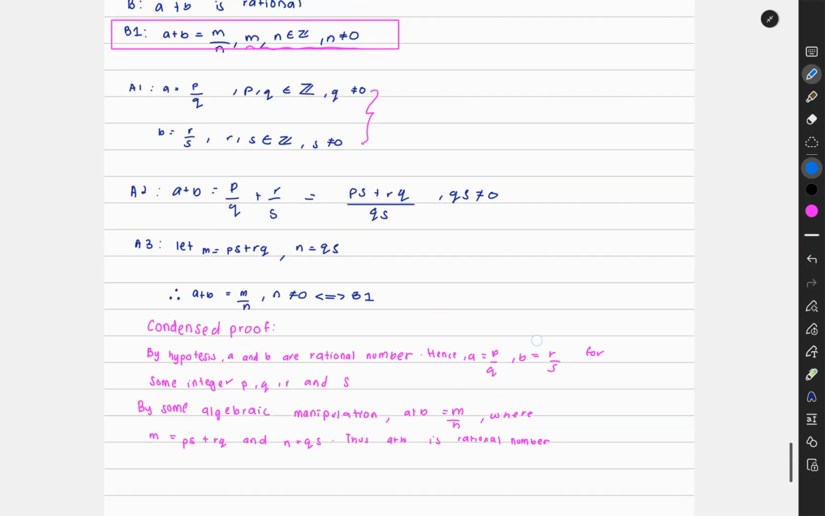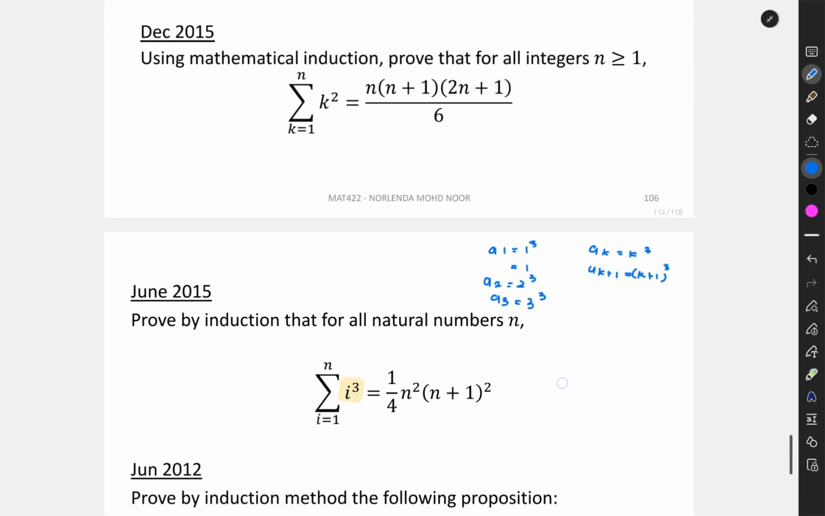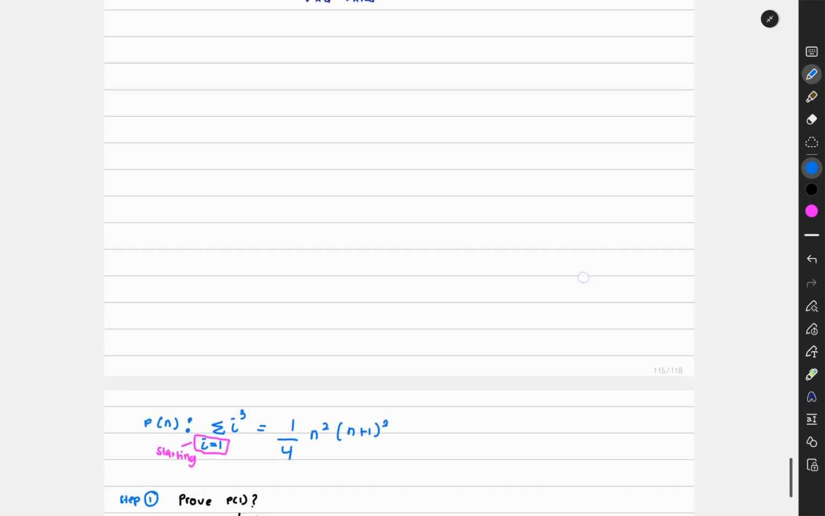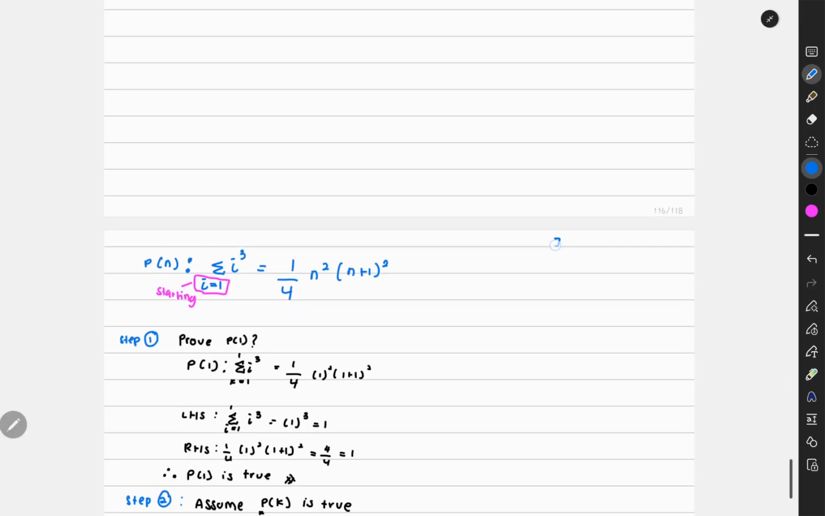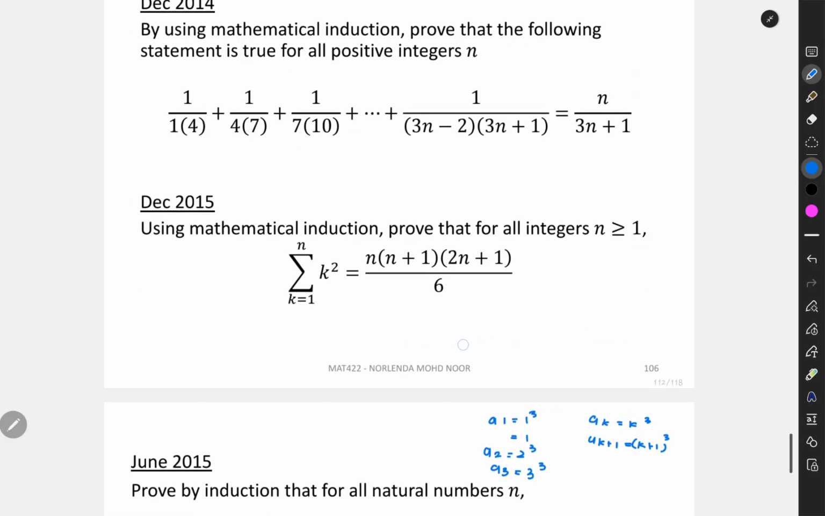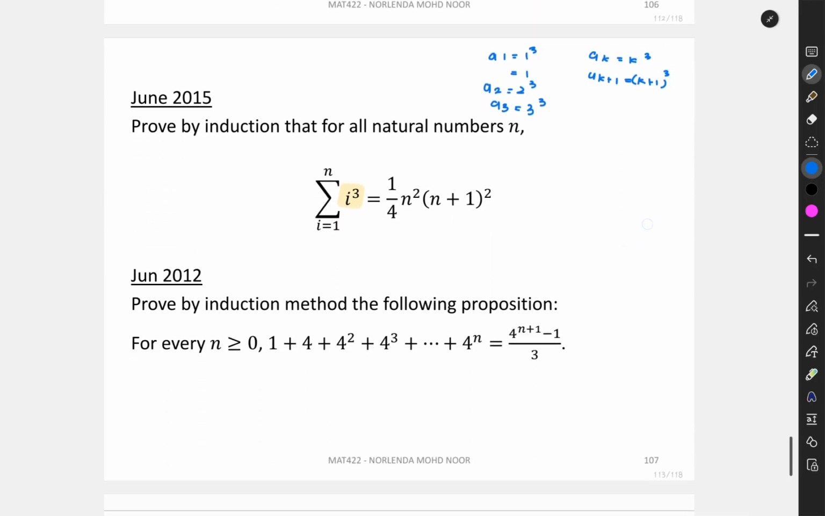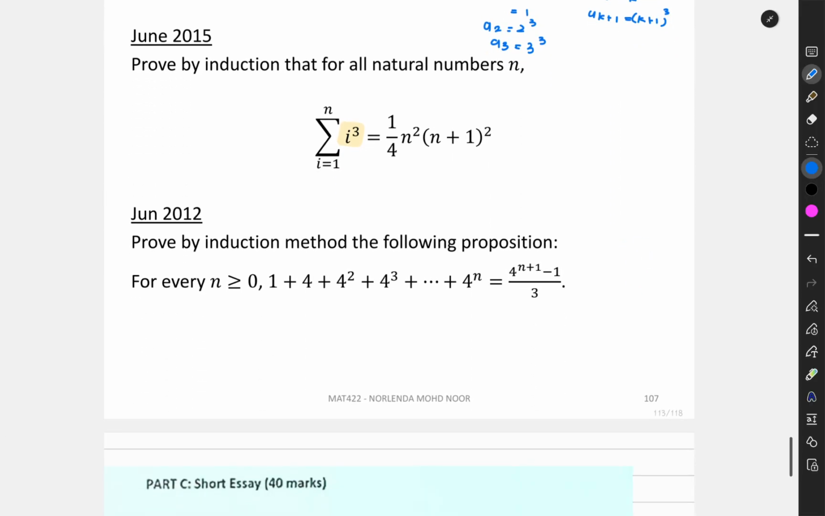Kalau tak ada this statement kan? Okay, how do you know that you can use induction method to prove this particular proposition? Dia mesti ada universal quantifier. Okay.